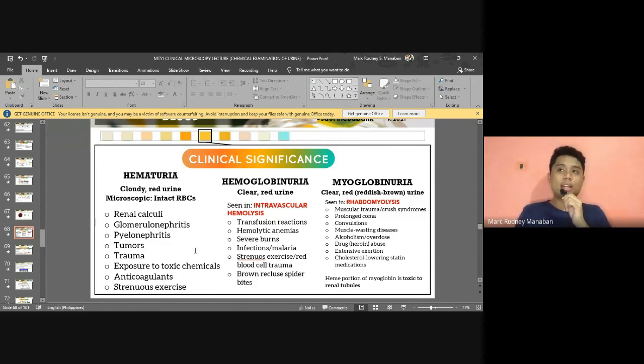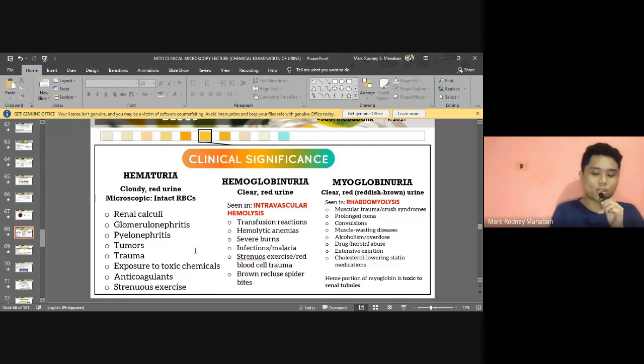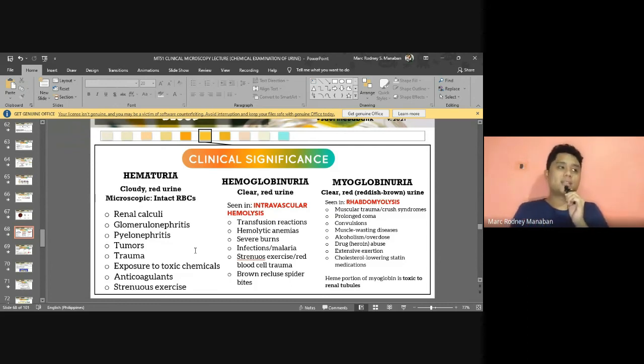And usually, this is commonly seen in hemolysis, no? Intravascular hemolysis. So, sa blood vessels palang daan, nag-lyse ang RBCs. And, of course, pag lyse ang RBCs, sa magawas, hemoglobin. And this hemoglobin will be filtered in the kidneys. Now, what are the causes? You have transfusion reactions, hemolytic anemias, no? Severe burns, infections, or malaria, strenuous exercise, RBC trauma, and brown recluse spider bites.